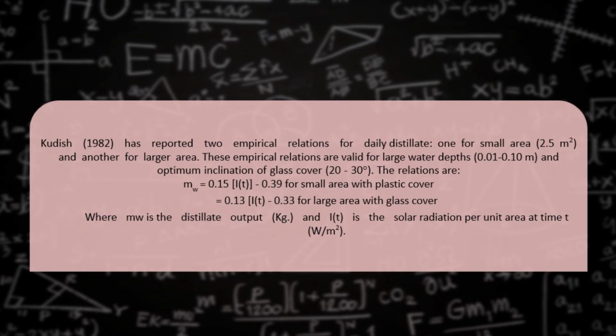So here, as I already told you, this distilled output, that is m suffix w, is measured in kilogram, and IT, which is basically solar radiation, is measured per unit area at a time, and the unit is watt per meter square.